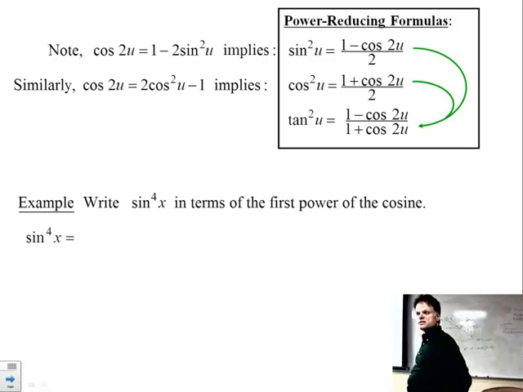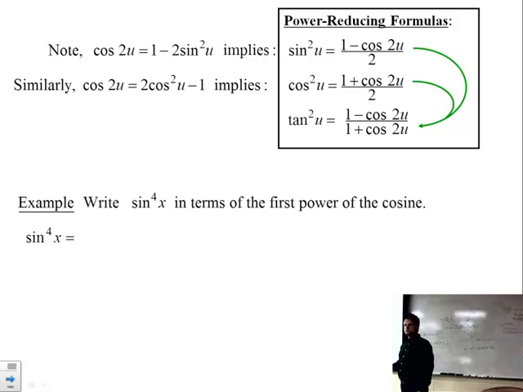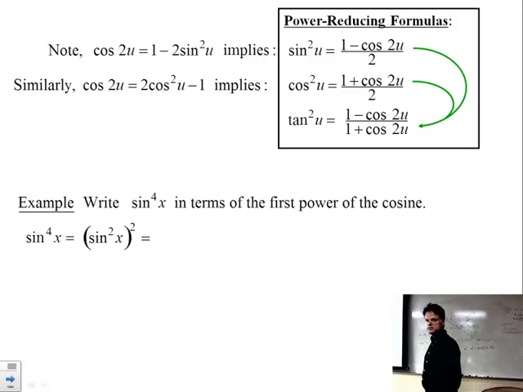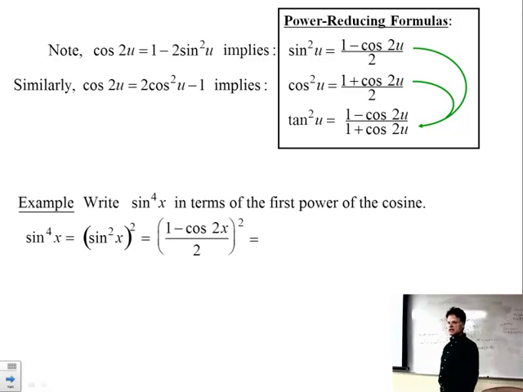Sine to the 4th of x. It's sine squared x, quantity squared. So now what? Now I can use a power reducing formula for the inside thing, that one right there, but I still have to square it. But I'm making progress anyway. So now the biggest exponent is 2 instead of 4.